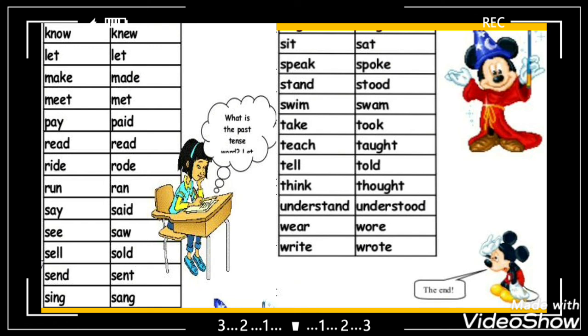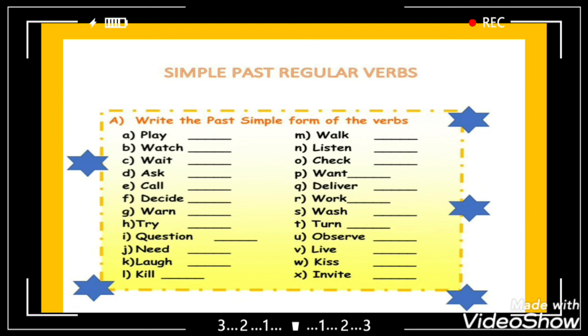Say, said. See, saw. Sell, sold. Send, sent. Sing, sang. Sit, sat. Speak, spoke. Stand, stood. Swim, swam. Take, took. Teach, taught. Tell, told. Think, thought. Understand, understood. Wear, wore. Write, wrote. Okay? These are the irregular verbs.